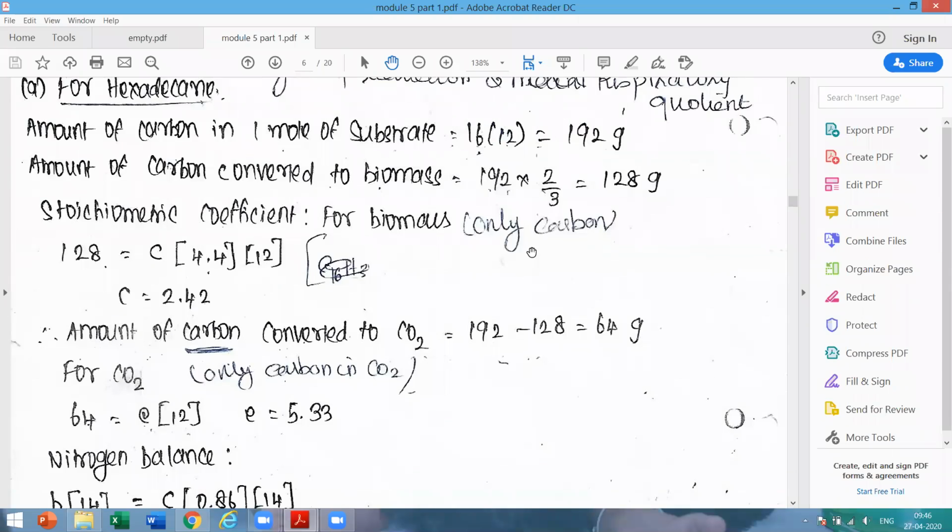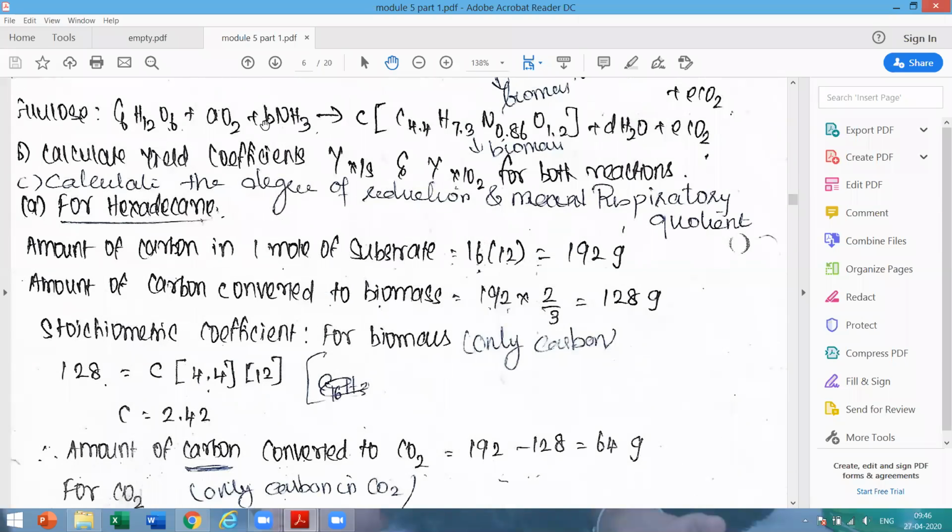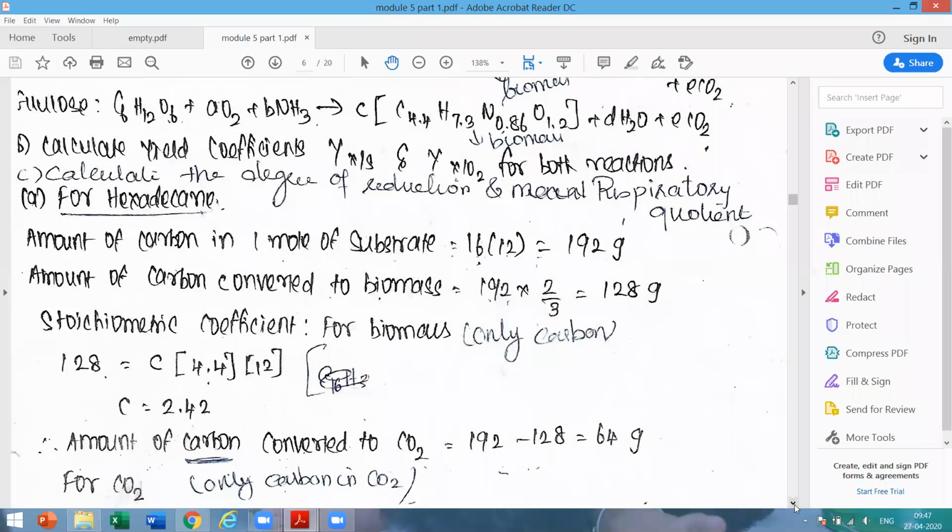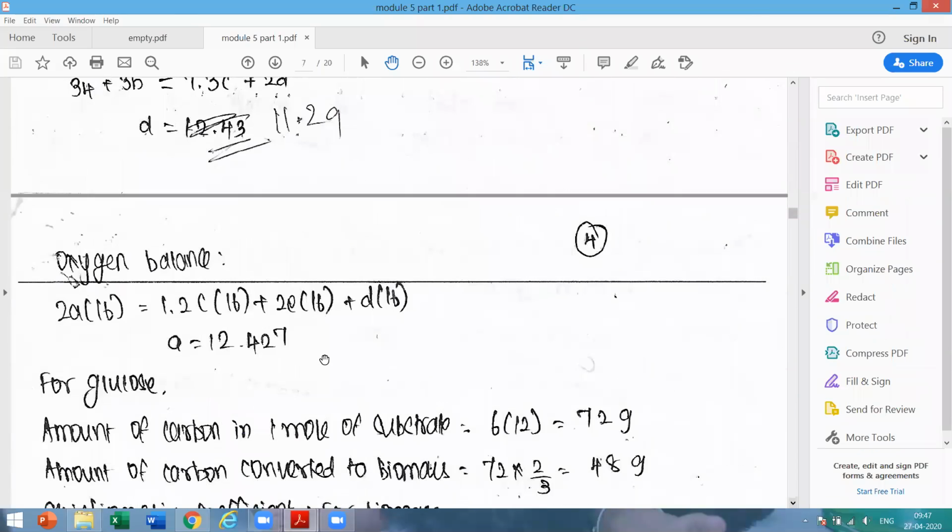Now the nitrogen balance is like this: B into 1 into 14. Remember, this is not an elemental balance. This is a material balance. So when you are doing this, you should write the atomic weight also, you should multiply with the molecular weight also. Remember that very clearly. We have done the nitrogen balance, material balance, and oxygen balance, and we have found A, B, C, D and all. Till this we have found in the last session.